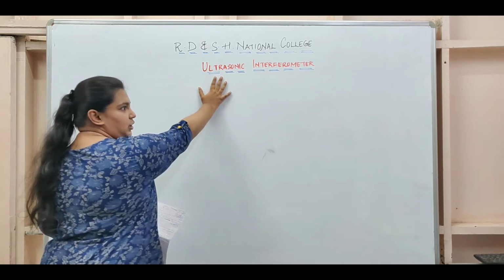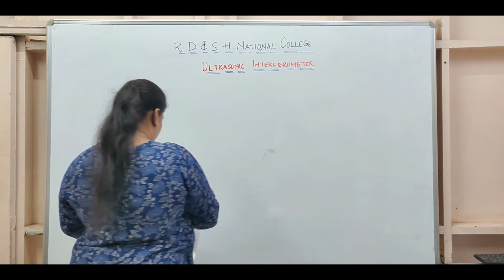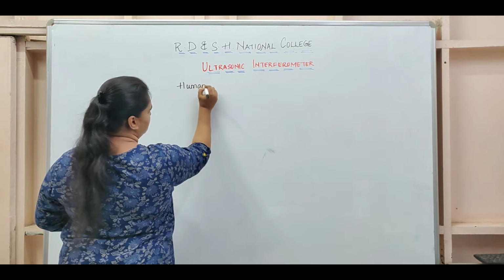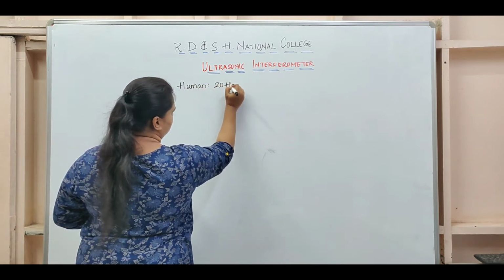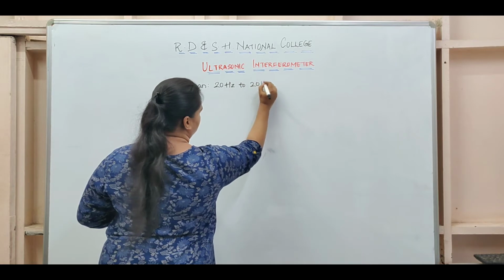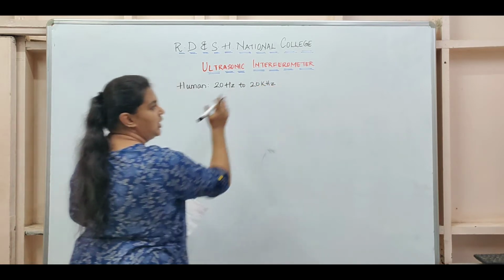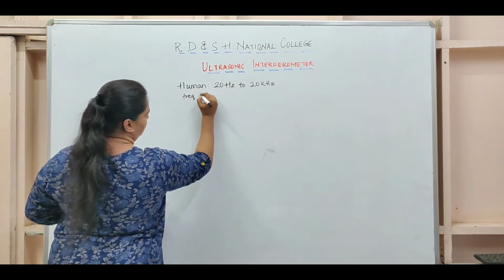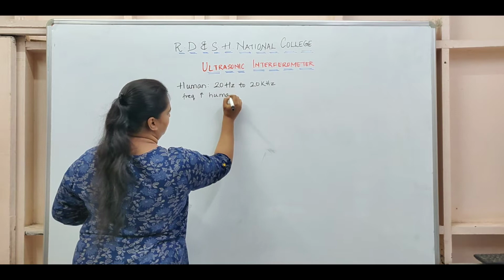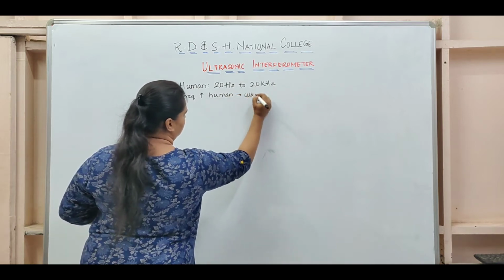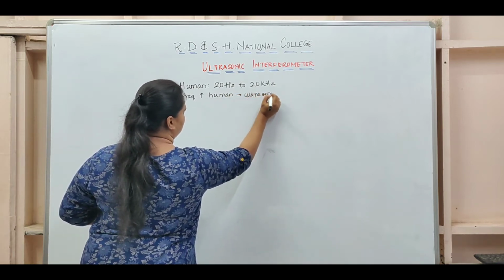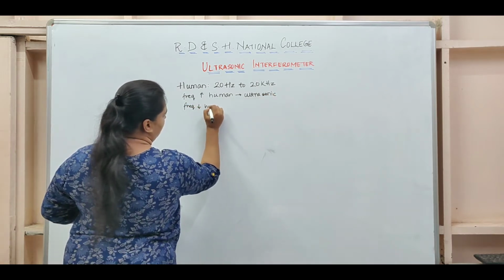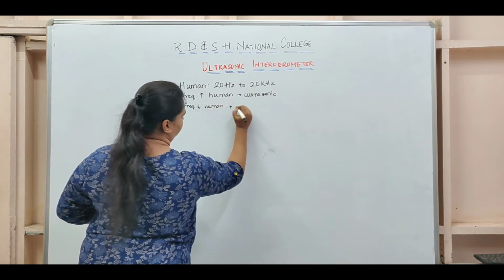And what is ultrasonic? You all will know that the human ear can hear frequencies in the range of 20 Hertz to 20 kilohertz. A human ear can only hear frequencies in this range. Frequencies above the human range are called ultrasonic, and frequencies below the human range are called infrasonic.